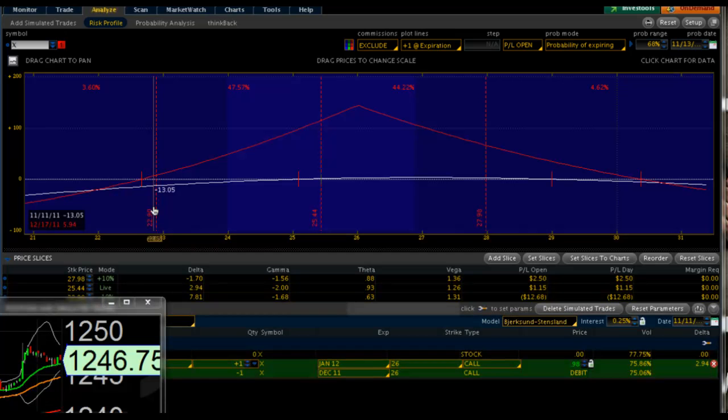But your break even in December would be U.S. Steel going down to 26.70. It goes all the way up to $30.40 as a break even in December. Anything in between there during December expiration, you make money.